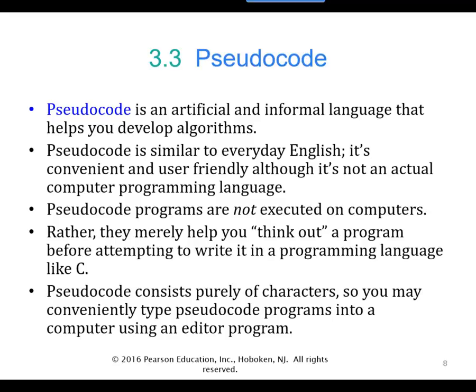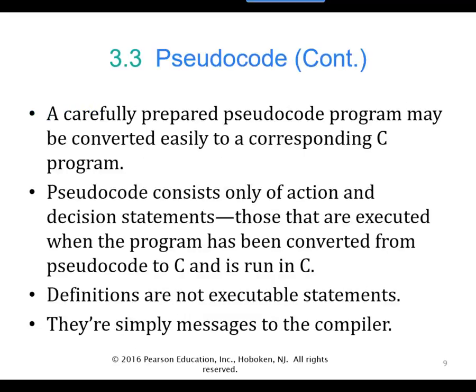So when you write pseudocode, it's basically the way that you write the algorithm. Then the last step is you take the pseudocode and you apply the syntax of whatever language you're using, and that becomes your code. You formalize it. You conveniently type it into a computer using any editor program. Carefully prepared pseudocode may be converted easily into C. If you did your pseudocode right, all you do is change the instructions into C statements. You may have to add 4 or 5 statements for one statement.